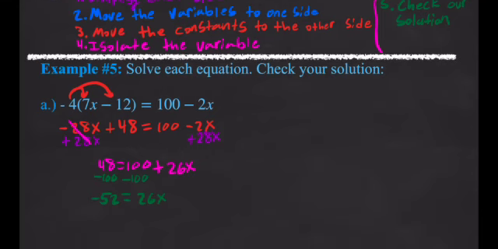That's step 3. We have all the constants on one side. We have all the numbers with the variables on the other side. Step 4, isolate the variable. Okay, well, we have 26 by the x, so that's 26 times x. That's a multiplication. Opposite of a multiplication is division. That's using our property of equality for division. So let's divide both sides by 26.